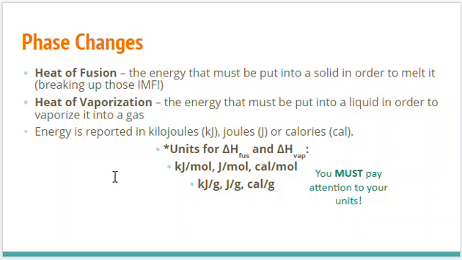Energy can be kilojoules, joules, or calories. And the unit for the heat of fusion or the heat of vaporization could be in moles or grams. So when we do these calculations, pay attention to the unit you're being given and the unit you're being asked for. You may need to do a conversion or some dimensional analysis in order to solve the problem.